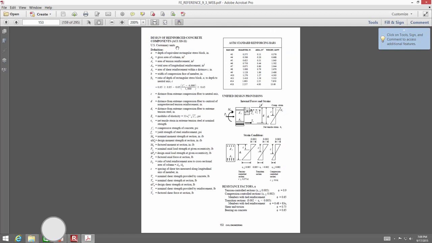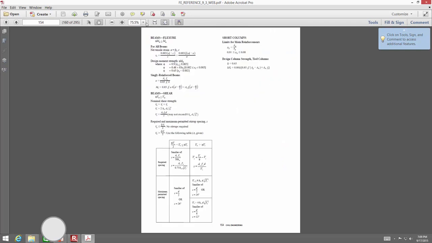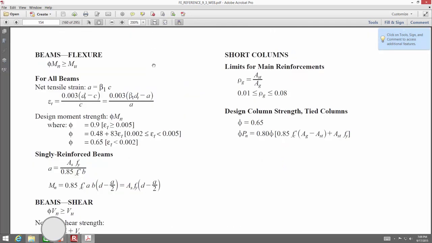Now, one of the things worth mentioning is there's actually not a whole lot of formulas in the manual when it comes to concrete. For instance, if you look at the section on beams, really all they list is singly reinforced beams for flexure, and that's it.